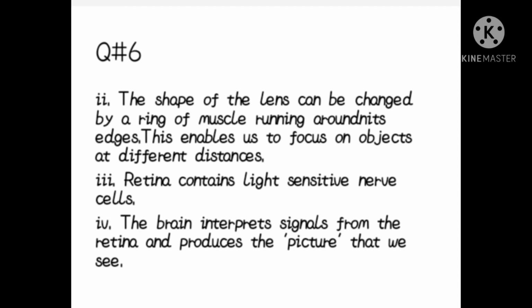Part 2 is: what changes the shape of part D to enable the eye to focus? The shape of the lens can be changed by a ring muscle running around its edges. This enables us to focus on objects at different distances.